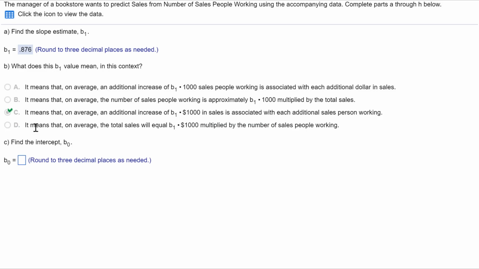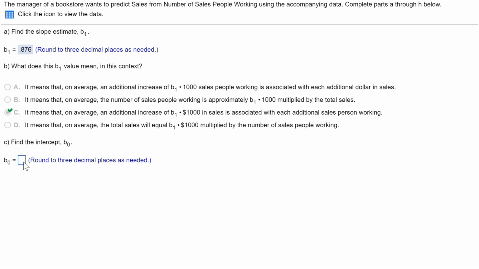So it means that on average, an additional increase of the slope, whatever that is, in this case 0.876 times 1,000 in sales is associated with each additional salesperson working. So write that equation down. When you look at it, it'll say sales in thousands. So for each additional salesperson working, we're going to multiply by 0.876, add it to 7.543, and then that'll be the sales in thousands.